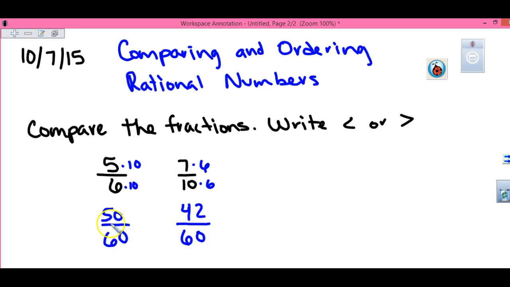So now we can compare by looking at the numerators. Is 50 less than or greater than 72? Greater.